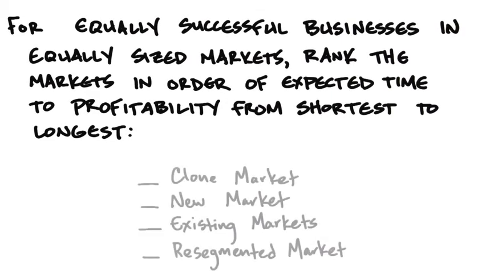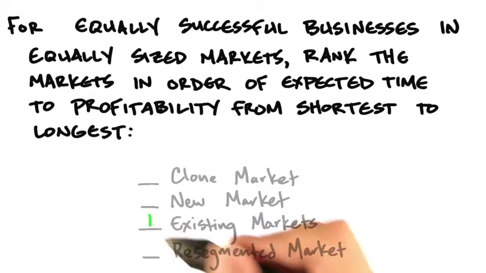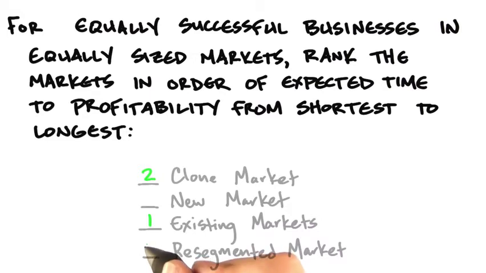Take a look at the list below and rank the markets in order of expected time to profitability. So when we look at an existing market, it's clear that if you've matched those market needs, you could be achieving profitability the soonest. If you were doing a clone market, that is copying a U.S. business model in a foreign country, that probably is the second closest to immediate profitability because you know the market exists, you just need to implement it in your local country.